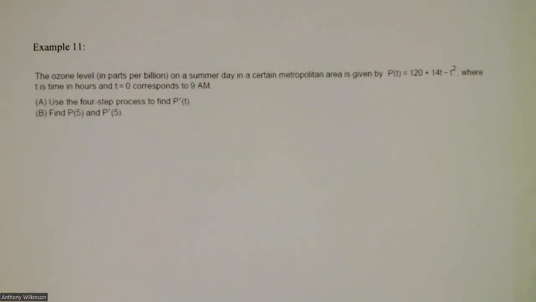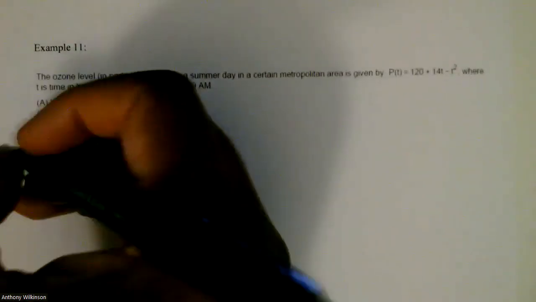Here's the last example. The ozone level in parts per billion on a summer day in a certain metropolitan area is given by P of t equals 120 plus 14t minus t squared. In that problem, I would like to use the four-step process to find P prime of t, and then find P of 5 and P prime of 5. Okay, I'll go ahead and do this one. Then that will end this video right here.